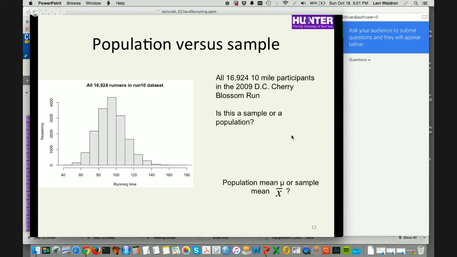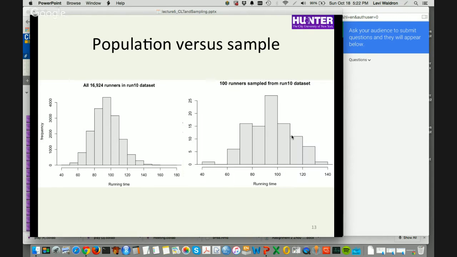If our target population were all of the participants in runs everywhere, then perhaps this would be a sample. It depends on who you're interested in. If we're going to do inferences about smaller subsets of this, and what we're interested in is the 16,924 runners, then this would be our population. And subsets of this, say 100 runners picked out, would be a sample of this population.